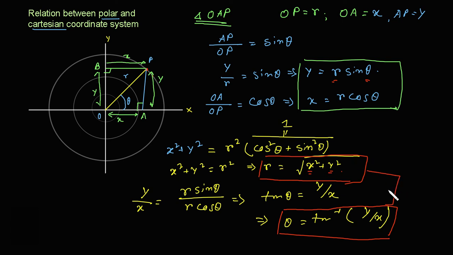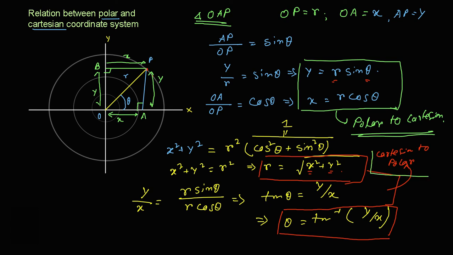So these two relations refer to Cartesian to polar, whereas these relations give us polar to Cartesian. That's the transformation. You have to remember it for your next journey to physics.